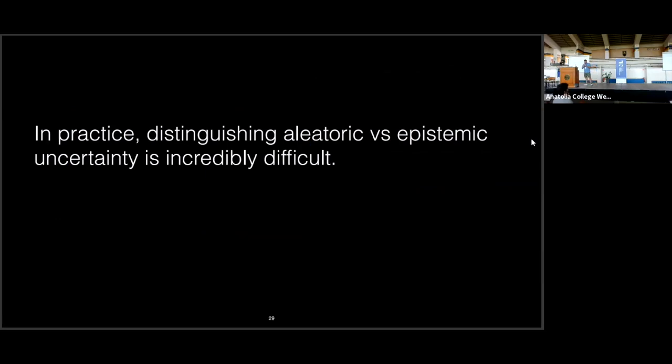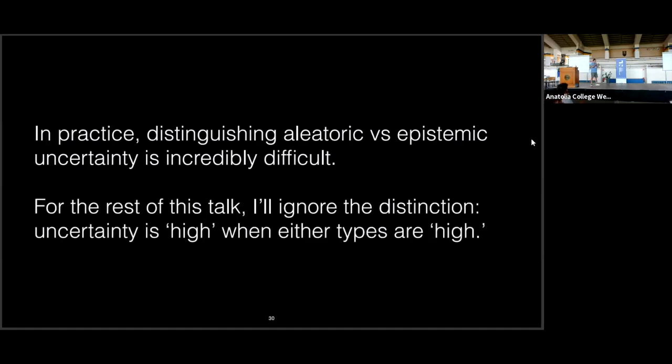Okay, so in practice, it's very important to distinguish these types of uncertainty, or at least think about them. But unfortunately, a lot of the methodologies we have a really hard time distinguishing, under a finite data set, what is the source of uncertainty. Is it aleatoric? Is it epistemic? So, for the rest of this talk, I'm basically going to ignore this distinction, unfortunately. This is generally a hard problem that we could have at least two hours of lecture on itself. And so, I'll say uncertainty is high when either of these types of uncertainty are high.